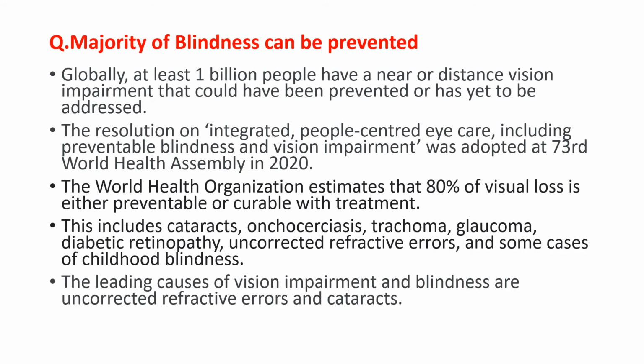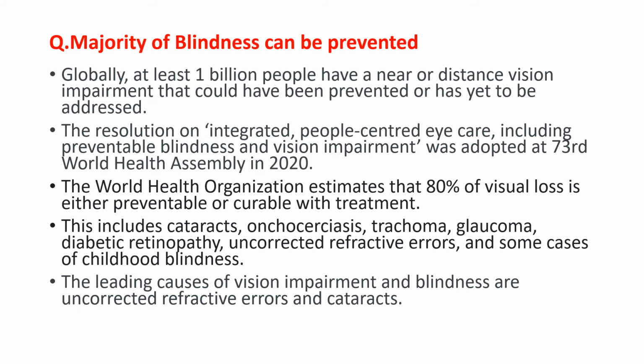So now coming to another prevention related question. The majority of blindness can be prevented. Well, globally, 1 billion people have a near or distance vision impairment that could have been prevented or has yet to be addressed.